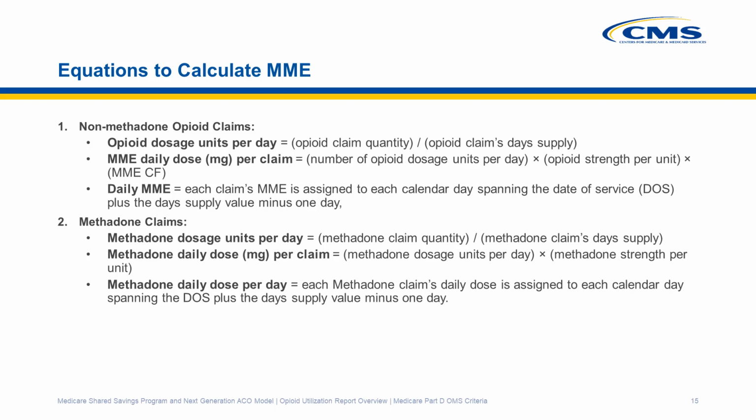For non-methadone claims, we standardize each prescription opioid to the morphine milligram equivalent. This requires us to determine the daily dosage units per day per claim and then calculate the total morphine dose using a conversion factor that converts the specific opioid claim's dose to morphine milligram equivalents, or MME. The daily MME is then summed across claims for each day. Calculating MME for methadone requires the same first 2 calculations plus 1 extra step where the methadone dose is summed for each day prior to applying the methadone conversion factors, as described in the next slide.